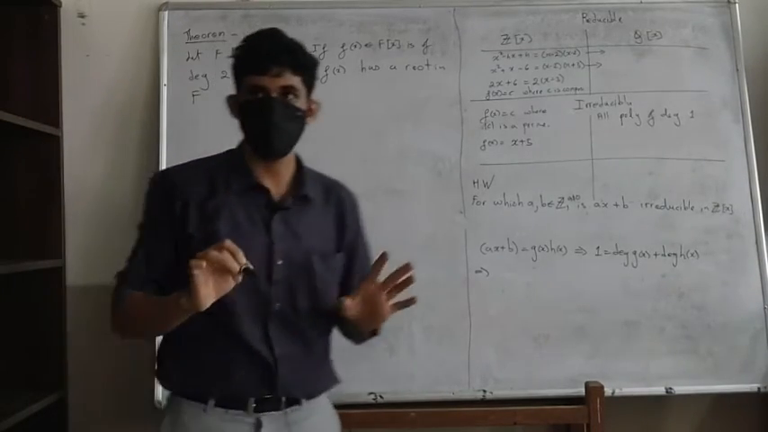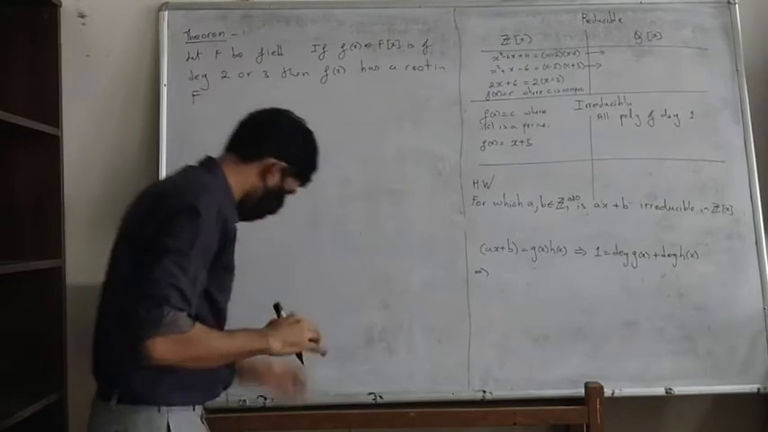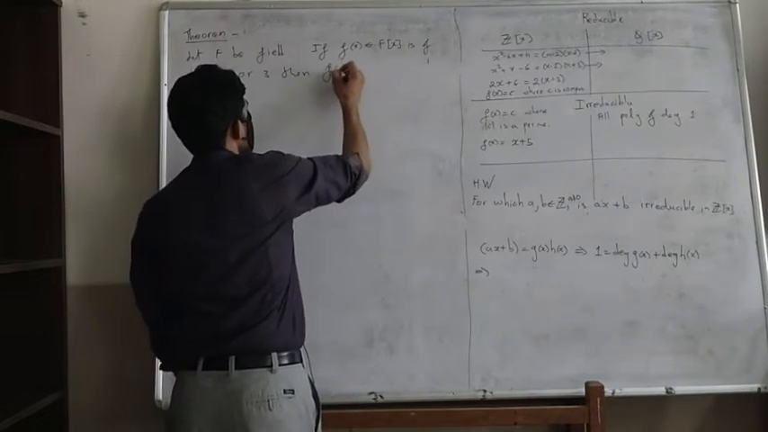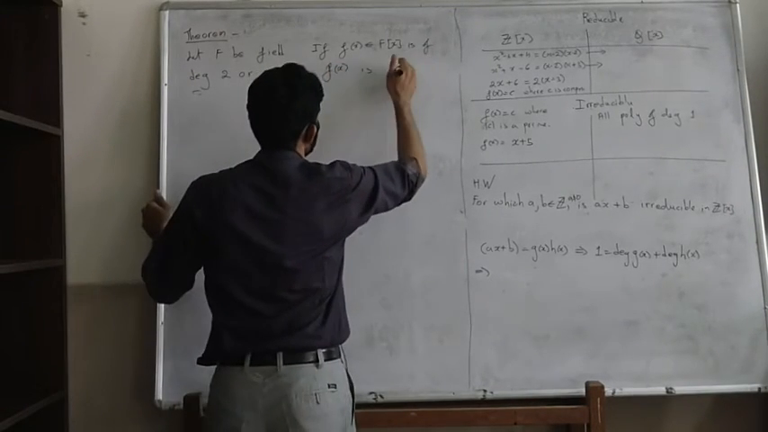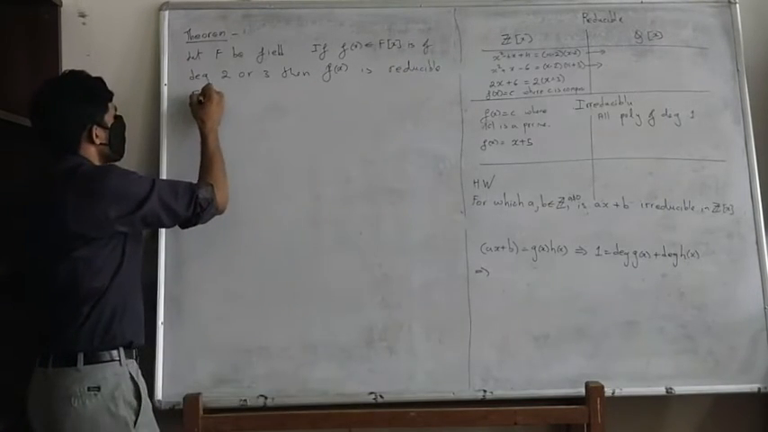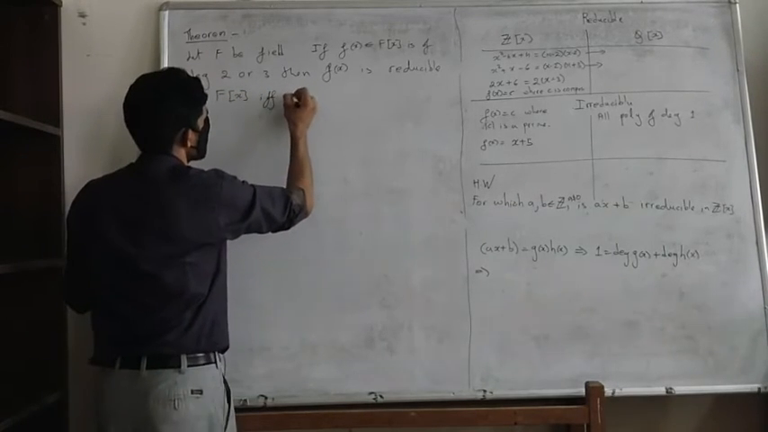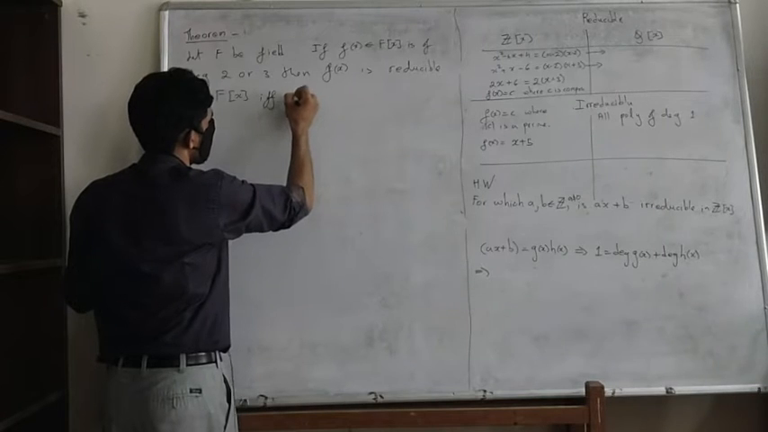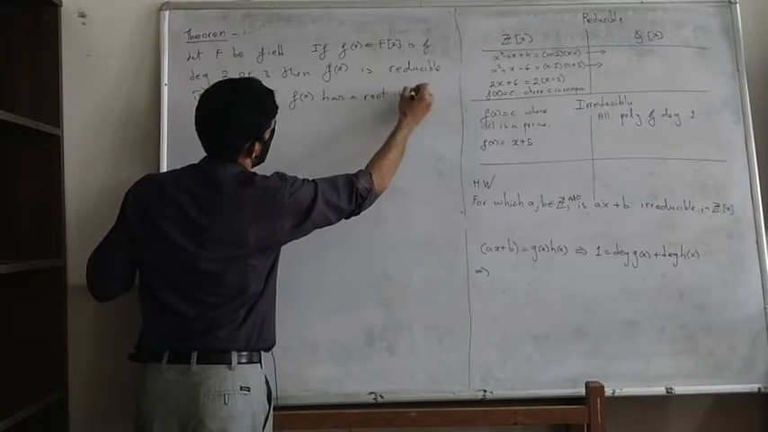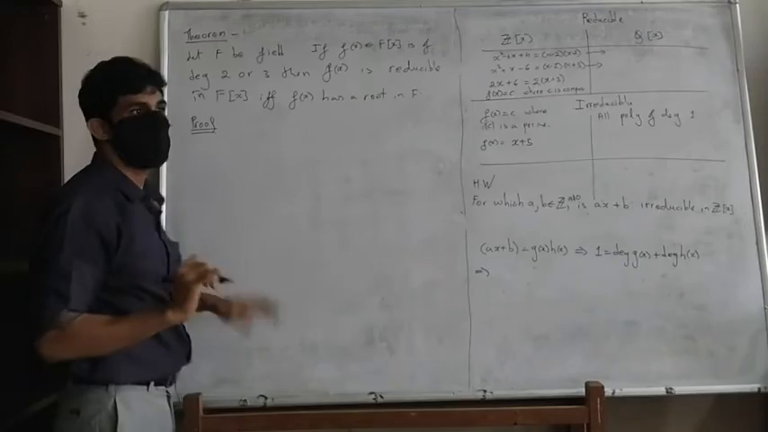Okay, we all know what roots are, right? What is a root? Oh, sorry. Then, f of x is reducible in F[x] if and only if f of x has a root in F. Okay, so the proof is actually a basic observation.